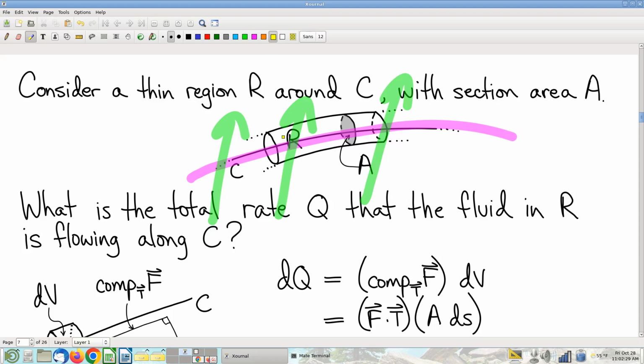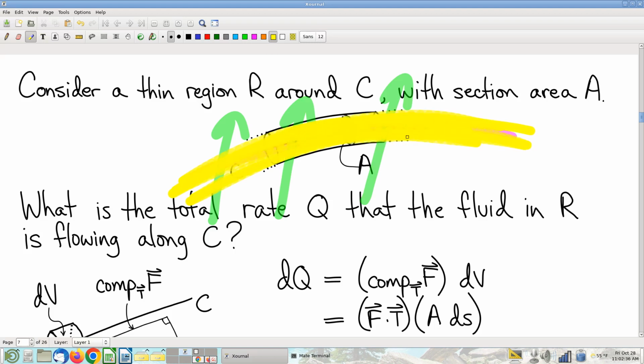Suppose I were to be interested in just the fluid that's near our path, this thin region in the vicinity of our curve. We've got this fluid here, and pieces of fluid are flowing kind of like that. To some extent, those pieces of fluid are flowing along the curve. To some extent, they're flowing perpendicular to the curve.